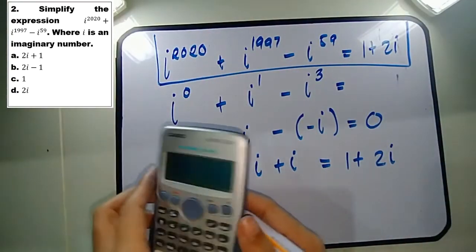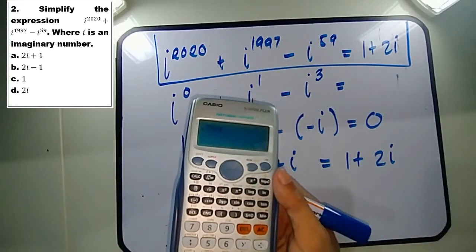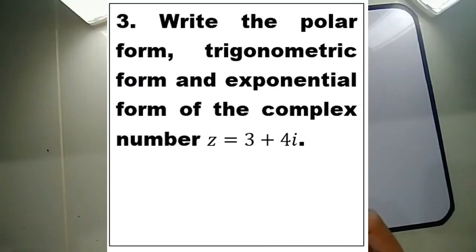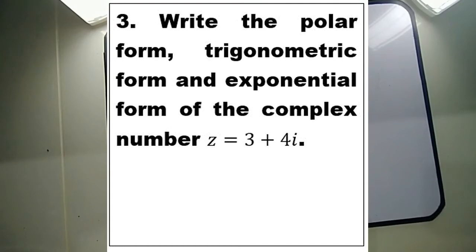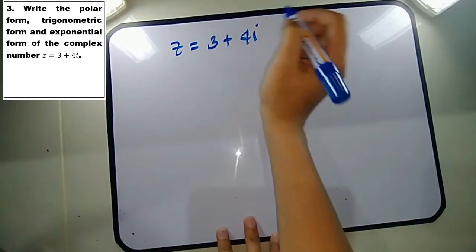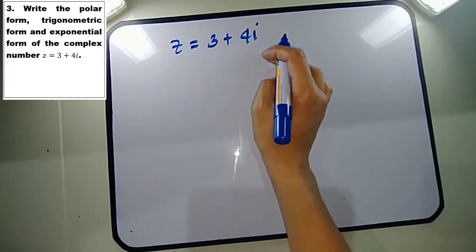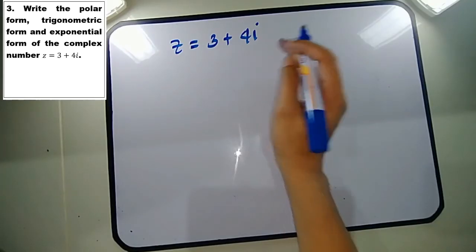So that is a simple step, guys, in using your calculator. You can also use the manual method. So next problem, guys, write the polar form, trigonometric form, and exponential form of the complex number z equals 3 plus 4i. So z equals 3 plus 4i is a rectangular form. So let's convert it, guys, to polar, trigonometric, and exponential form.